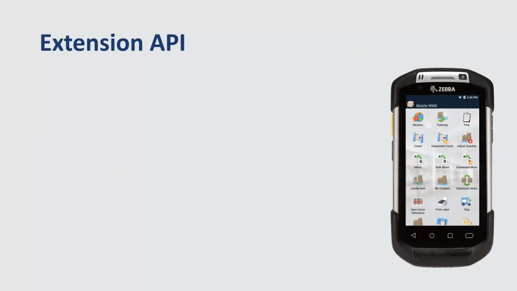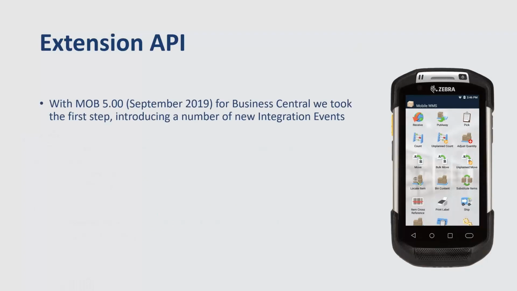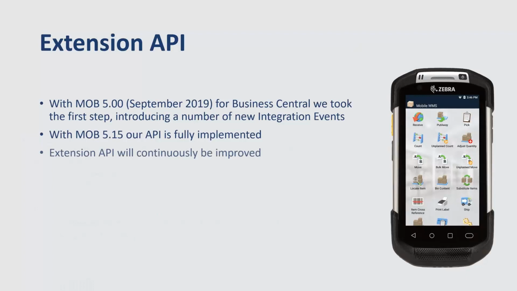So what's the current state of the extension API? Well, we started working on the extension API in May 2019, and with version 5 released in September 2019, we introduced the first number of integration events that allowed mobile WMS to be customized through extensions. And now with version 5.15, released February 2020, the API events and functionality we plan to create has been fully implemented.